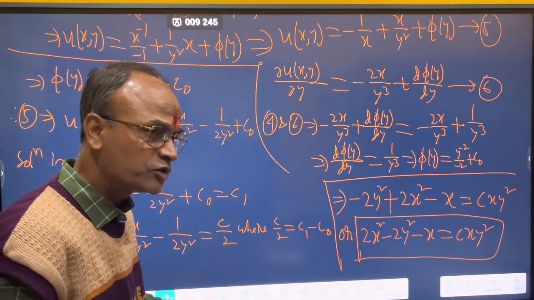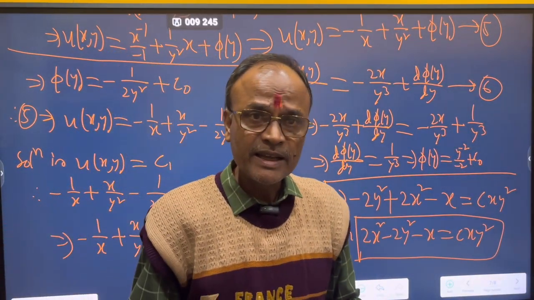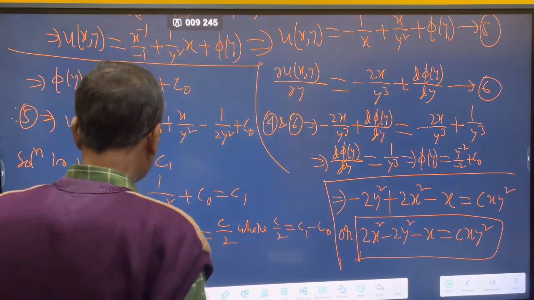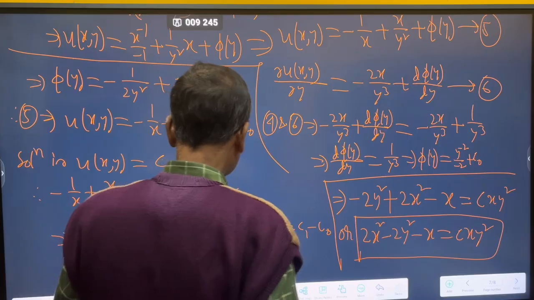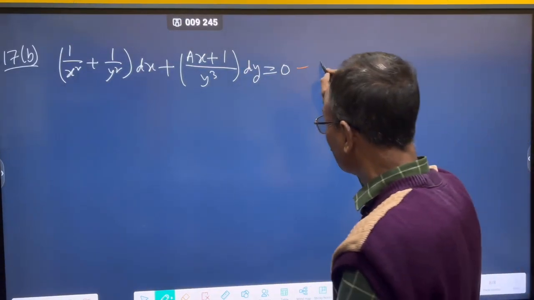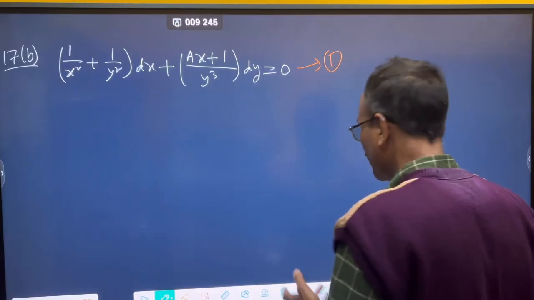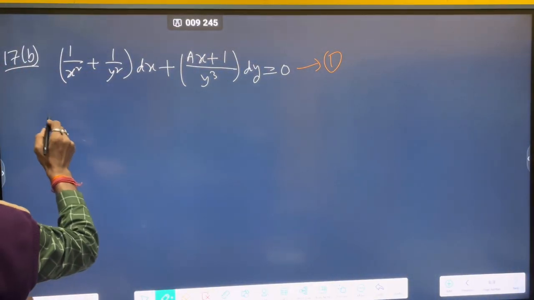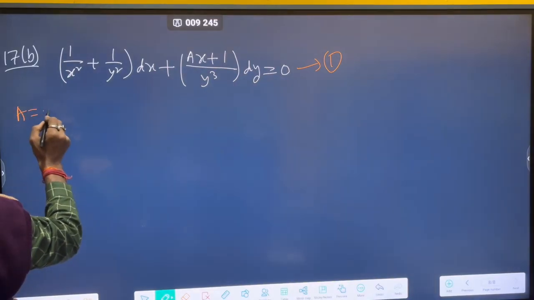We have solved this equation by method 1. Let us try to solve this equation by method 2 and 3. A is equal to minus 2.